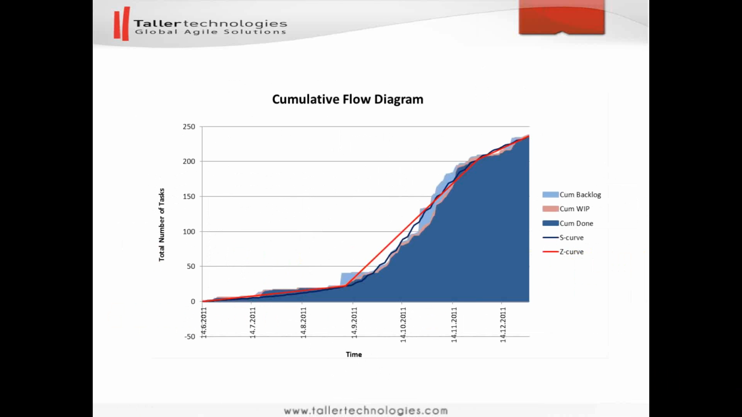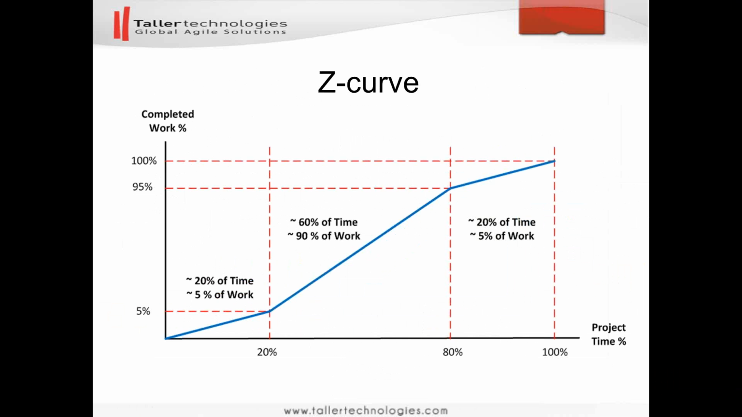It turns out that the delivery rate, or the throughput, follows a Z-curve pattern as visualized by the red line here. The Z-curve can be divided in three parts, or we can say it has three legs. There is empirical evidence that 20% of the time the delivery rate will be slow, then for around 60% of the time it will be going faster, which is called the hyper-productivity period. And then for the last 20% of the time till the end, it will go slowly again.